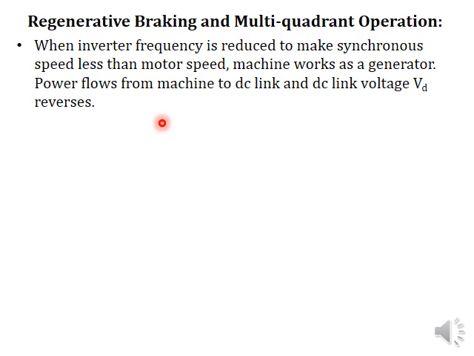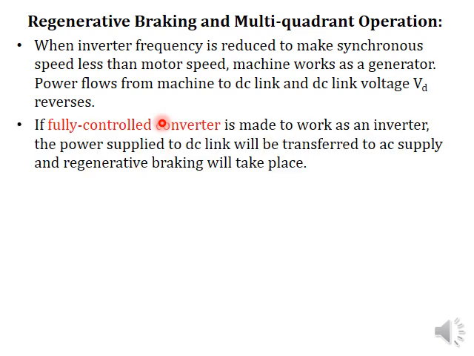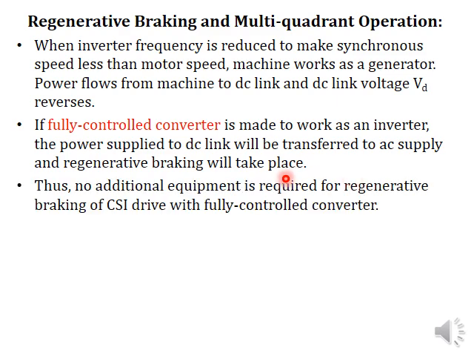Here also we have to consider the 2 cases. Either the mains supply may be AC or it may be DC. If the supply voltage is AC, we will be using a controlled rectifier, and if the supply voltage is DC, we will be using a chopper. If a fully controlled converter is made to work as an inverter, then the power supplied to the DC link will be transferred to the AC supply and regenerative braking will take place. That is one option. In this case, no additional equipment is required for regenerative braking of a CSI fed induction motor drive with fully controlled converter.